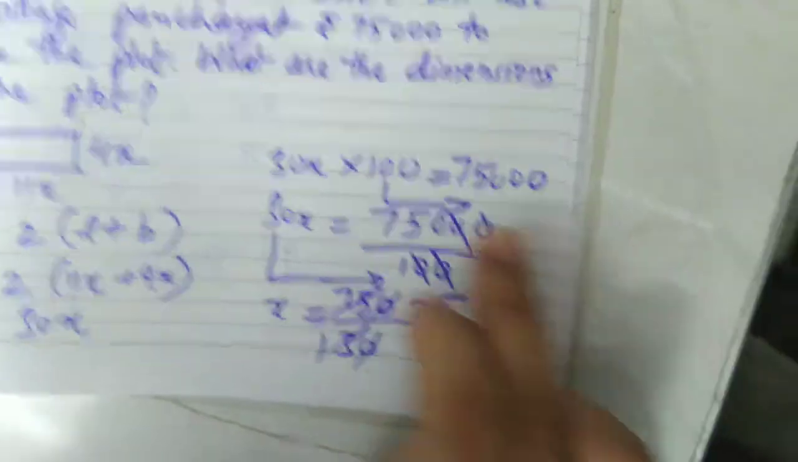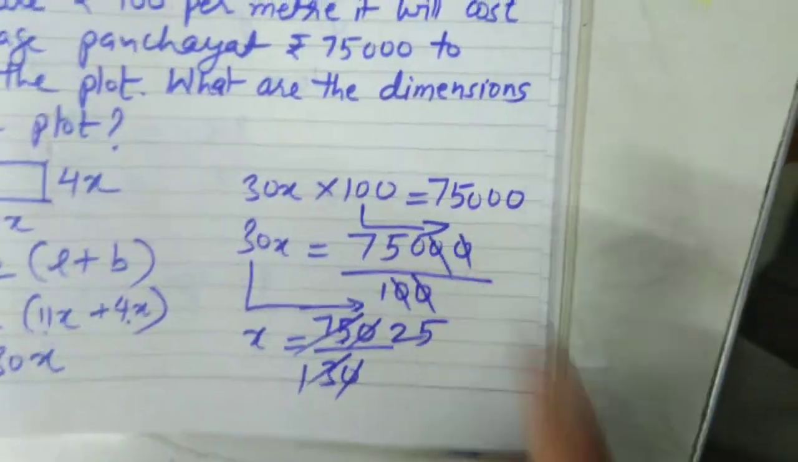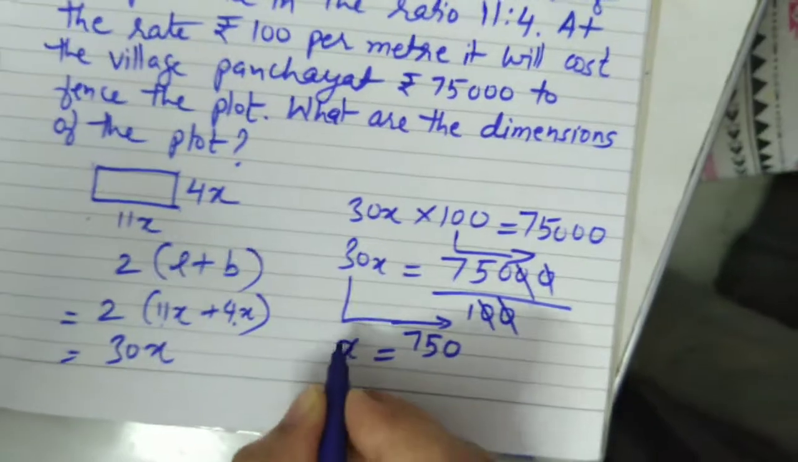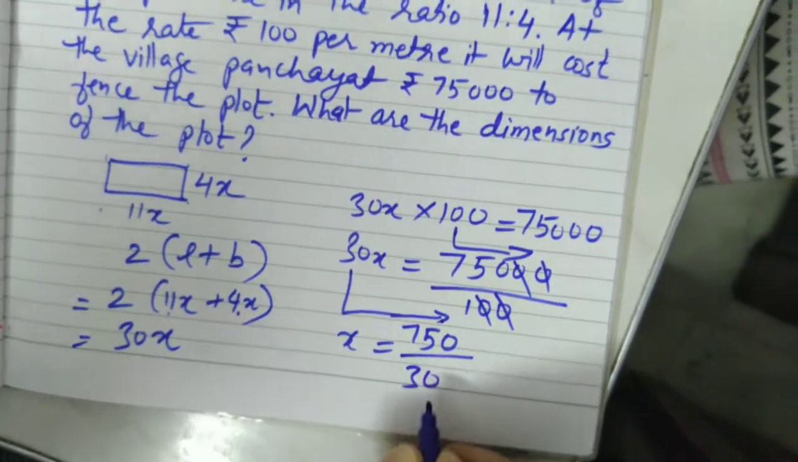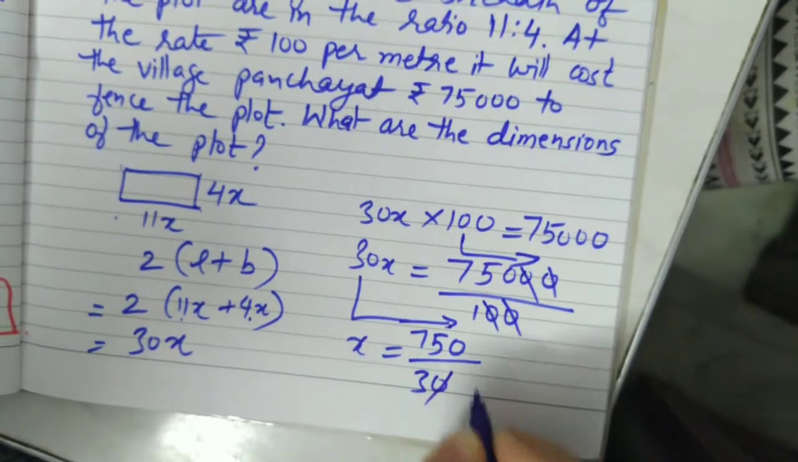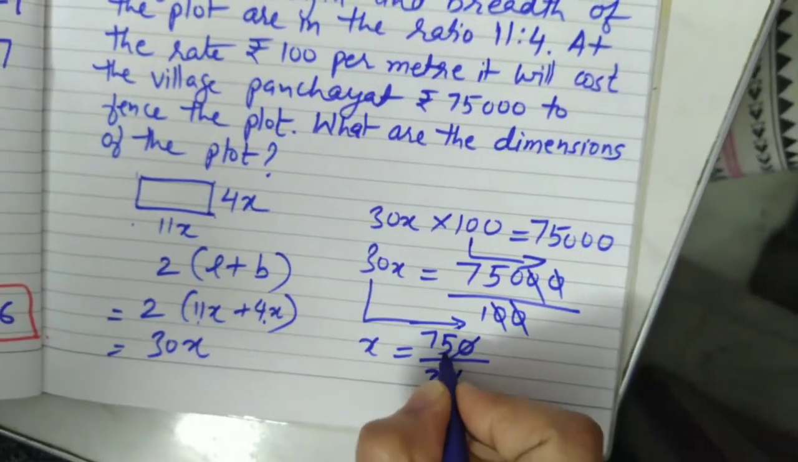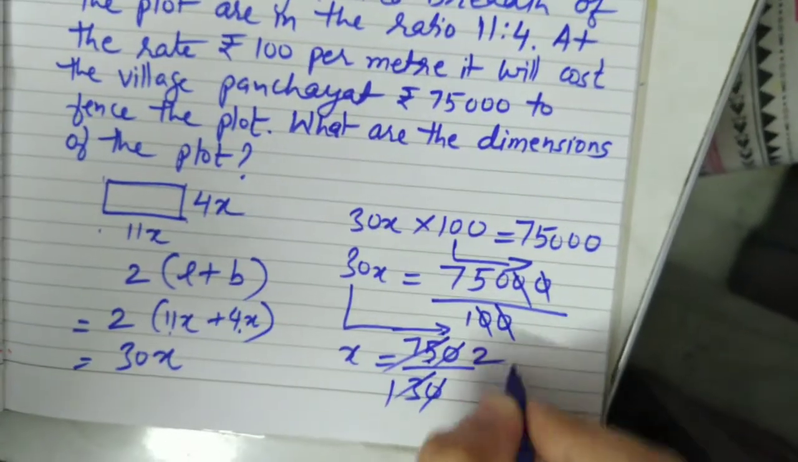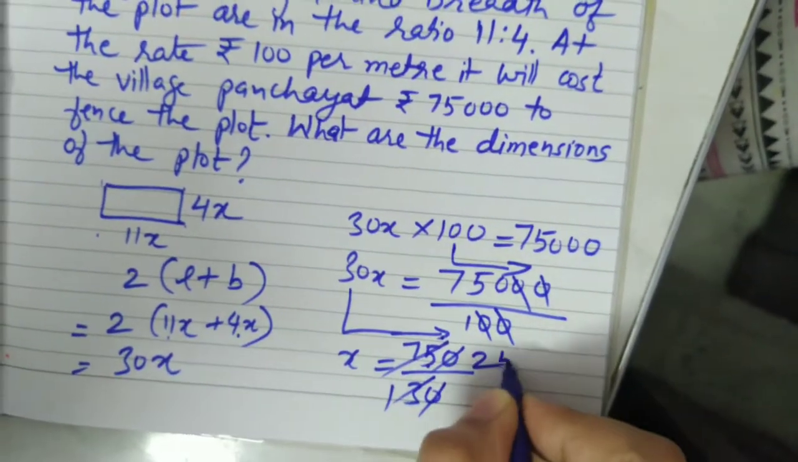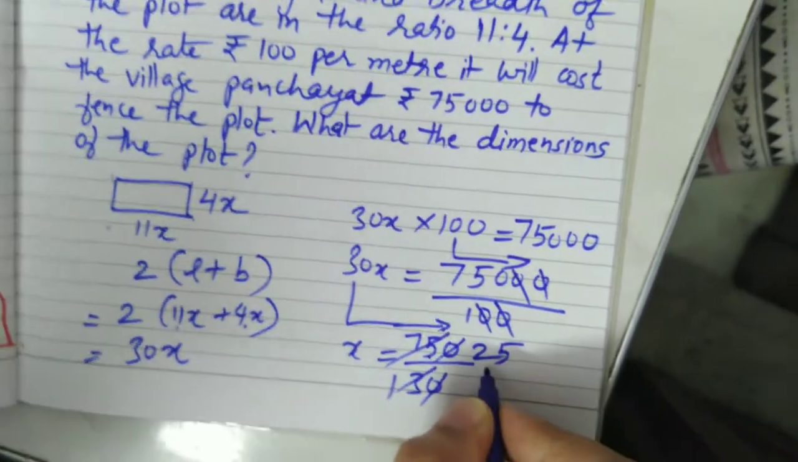So these zeros get cancelled. Now this 30 goes to the right. So it comes in the denominator. This 0 gets cancelled. Okay, 7 plus 5 is 12. So it is divisible by 3. 3 1s are 3. 3 2s are 6. 3 5s are 15. So x equal to 25.